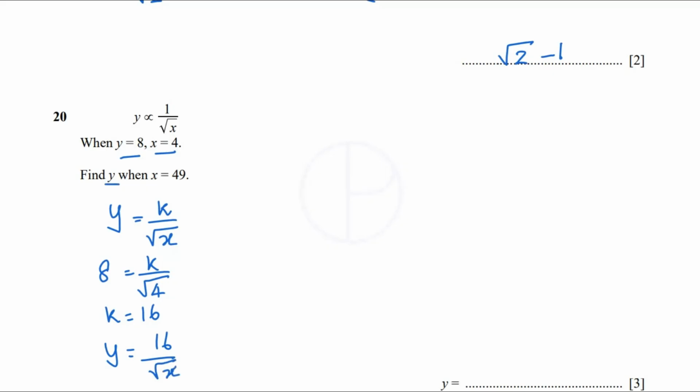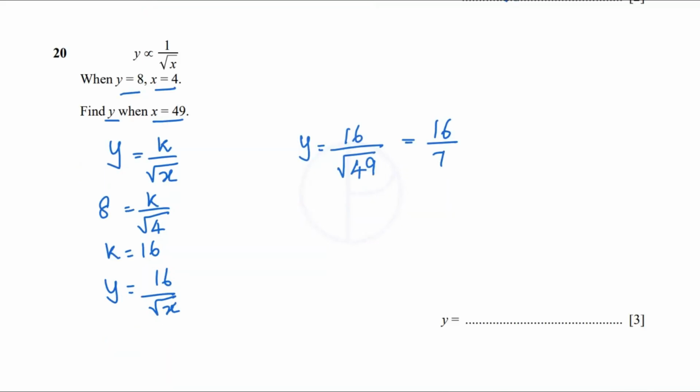Next, find y when x is 49. Substitute the value 49 for x here. So we get 16 divided by 7. Or we can write this as a mixed fraction. So 2 times 7 is 14, the remainder is 2, so 2 and 2 over 7.